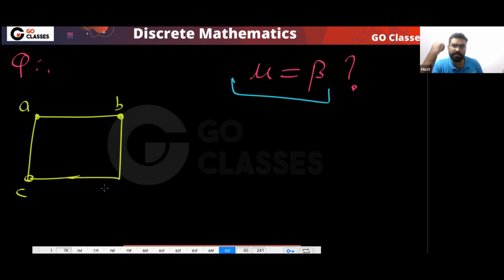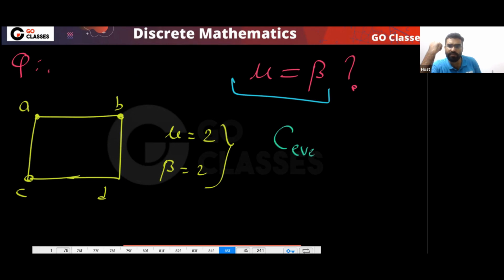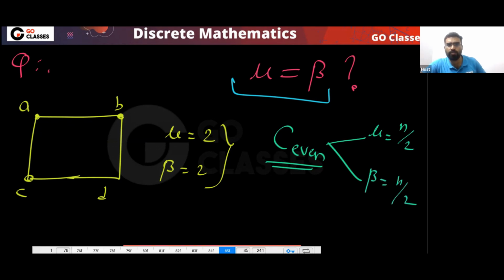A, B, C, D. So here you can notice mu will be 2 and beta is also 2. If you notice C even, then you can notice that mu is also n by 2, and beta is also n by 2. So both are actually the same. Complete graph will not work.